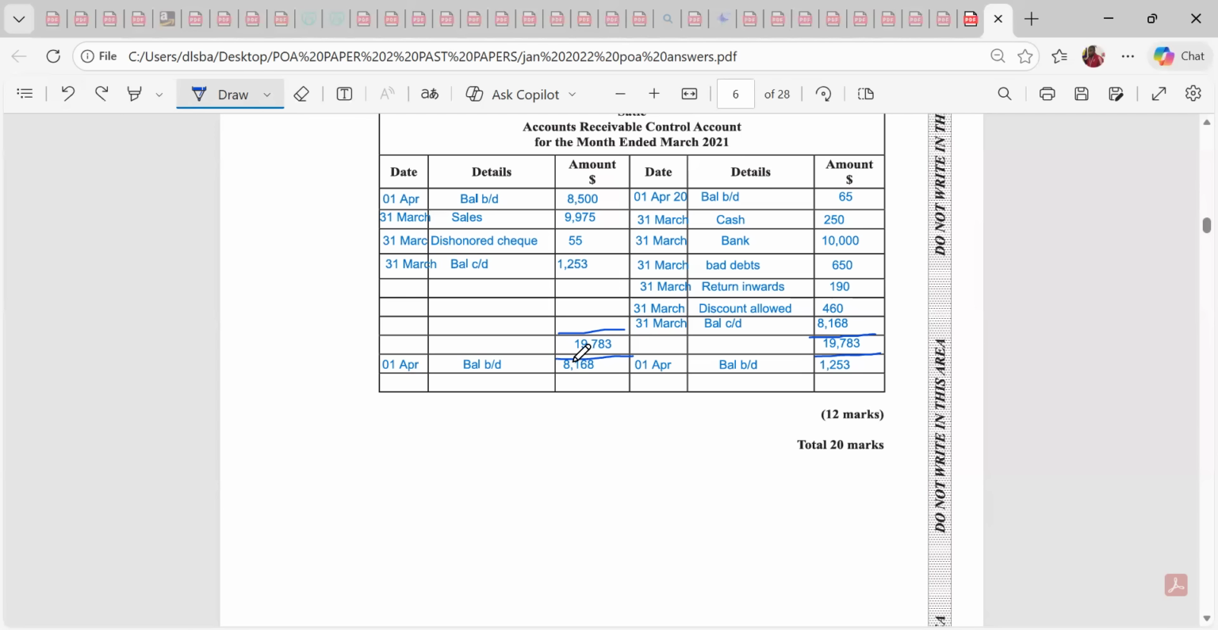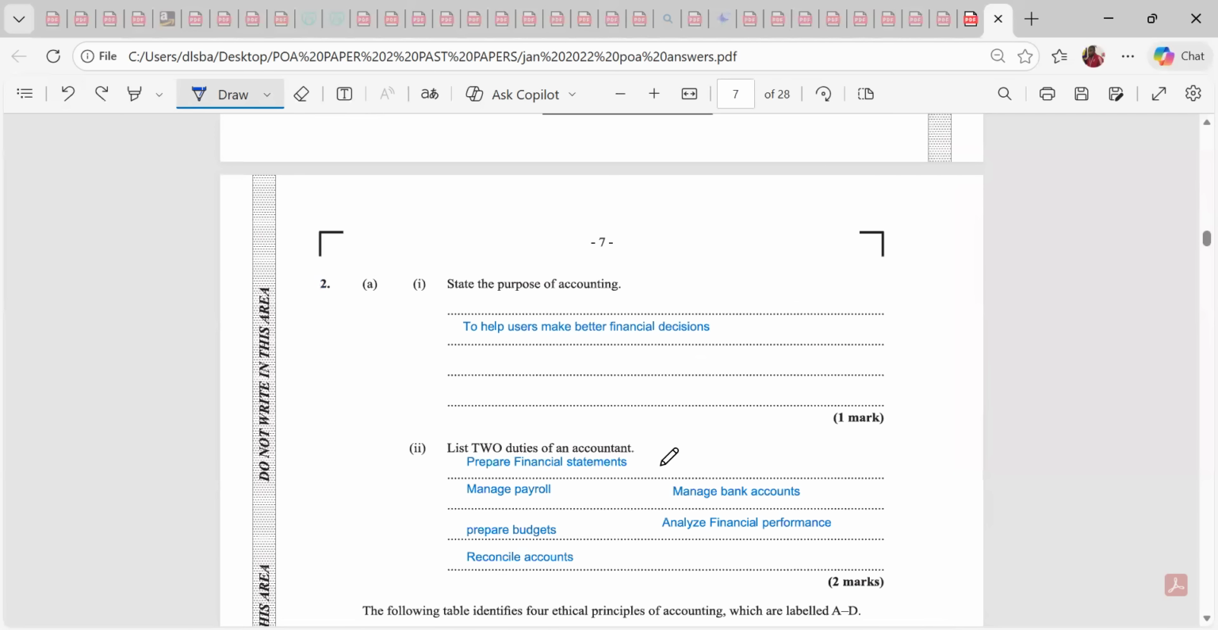Let's move on to number 2. State the purpose of accounting. The reason we do accounting is to help users of financial information make better decisions. So I'm the owner of the business. I want to make sure I'm making profit. I could refer to the accounts to help myself make the profit or to make decisions.